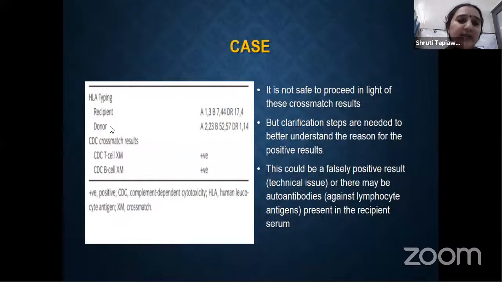So let's look at this case. There's a recipient and a donor. This is the typing. Nothing great in that. But the CDC cross match is positive for T cell and for B cell both. So it can be thought that it is not safe to proceed in light of these cross match reports, but clarification steps are needed to better understand the reason for these positive reports. This could be a false positive, or there could be autoantibodies, is what you can think, or you can think this is a really positive report.